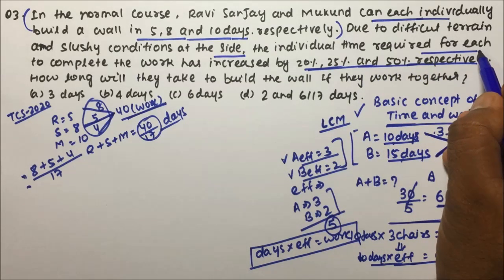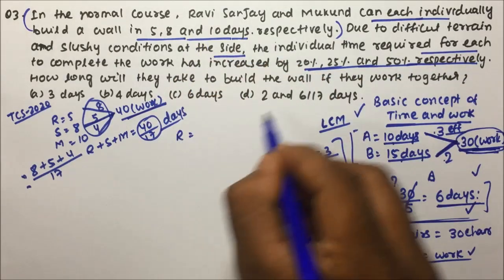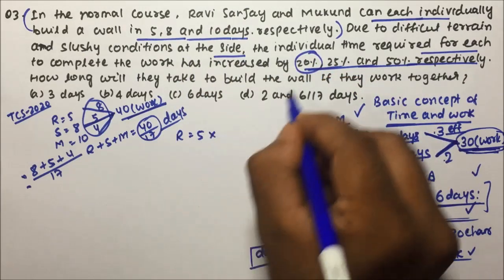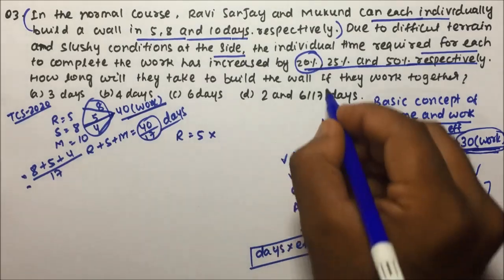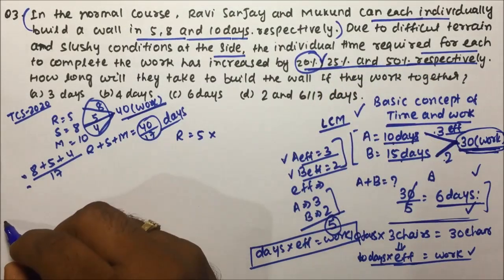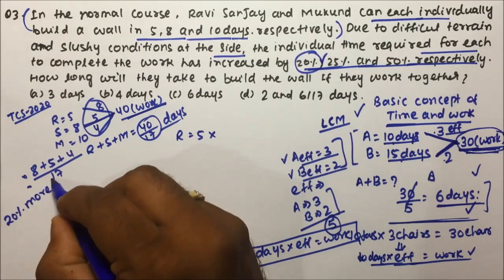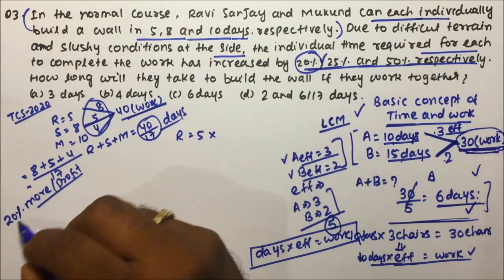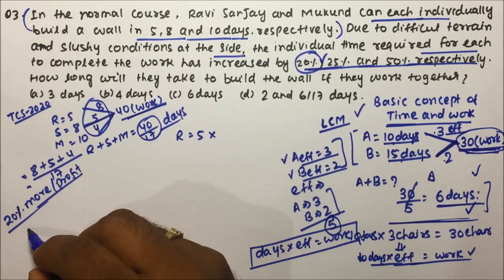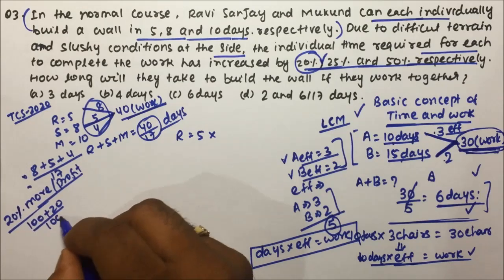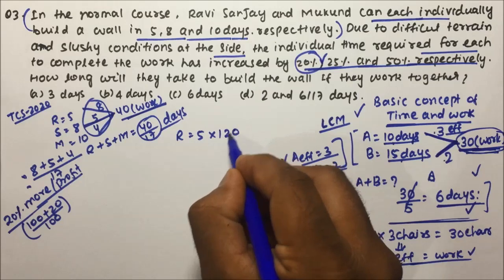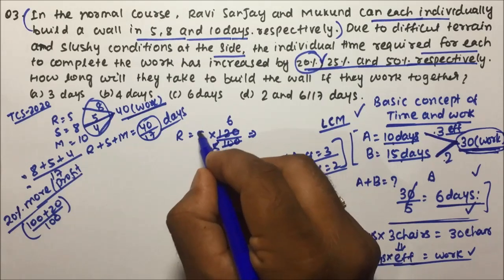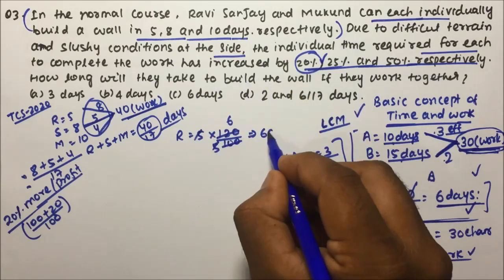So due to some unavoidable situation now, Ravi will be taking 20% more time. Earlier Ravi was taking 5 days, now Ravi will take 20% more. Friends, in percentage also I will explain here: if 20% profit, or 20% more, or by any chance if 20% is increasing, then add it to 100 and divide by 100. So now you can see this will be 6 by 5, 5 and 5 cancel. So now Ravi will be taking 6 days.